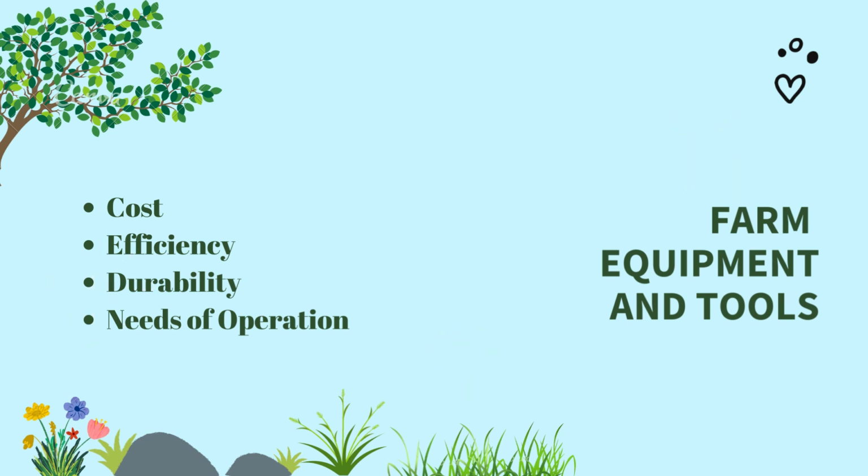Overall, selecting the right farm equipment and tools is a critical aspect of farm planning. Key considerations include cost, efficiency, durability, and the specific needs of your operation. Proper maintenance and care can help improve the longevity and performance of your tools and equipment.